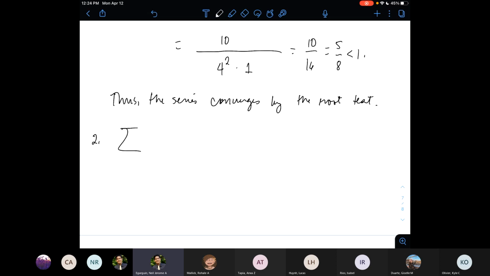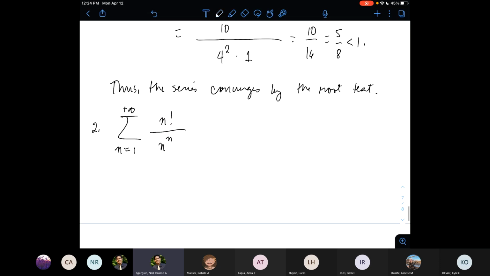Here I'll have the summation of n factorial over n to the n. Okay, here we can start at n equals 1 to infinity. All right. So here there's a factorial involved. So I guess the ratio test is the go-to test for this guy. I cannot use the root test because there's a factorial. So I'll use the ratio test instead.